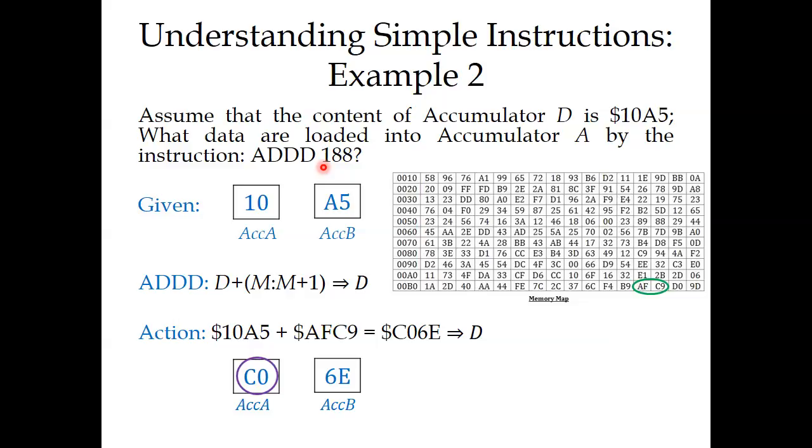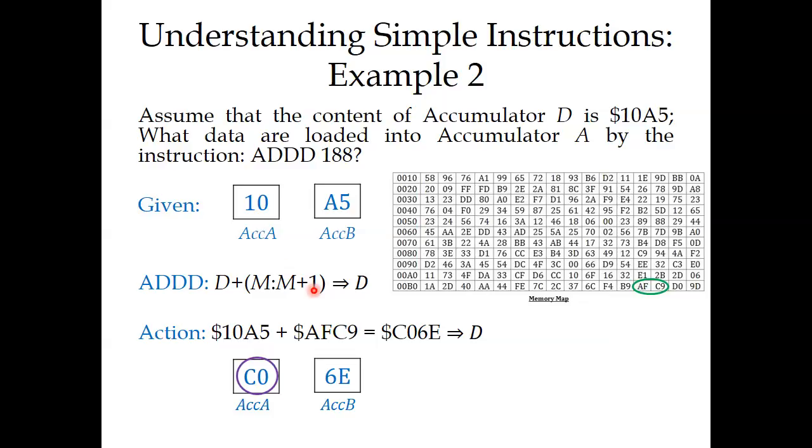So basically, we are still given the same information, which means you have 10 in accumulator A and A5 in accumulator B. That is given in the question, right? And this instruction just adds 2 bytes of data with the D, and once you are done with the addition, you copy the sum back to D. Now, you know what you have in the D, right? Which is given, 10A5.